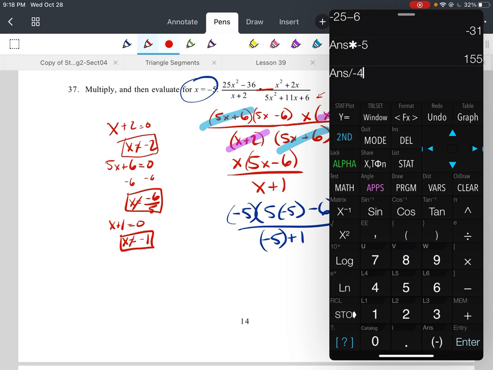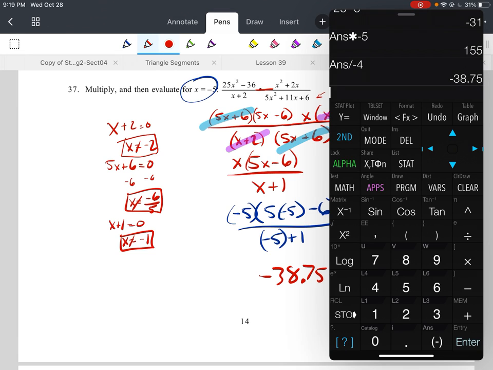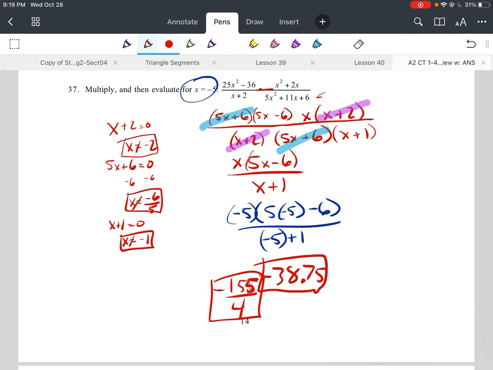So this is negative 38.75 is what I got. If you left it as a fraction, it would just be negative 155 over 4. I think that's as simple as it gets right there. So either of those should be good answers. All right.